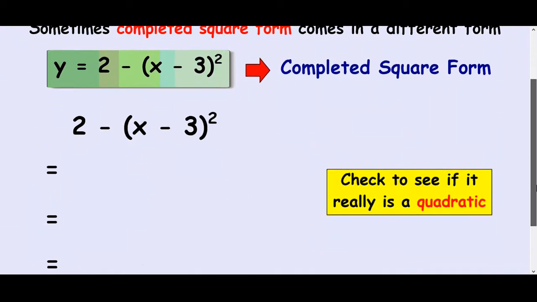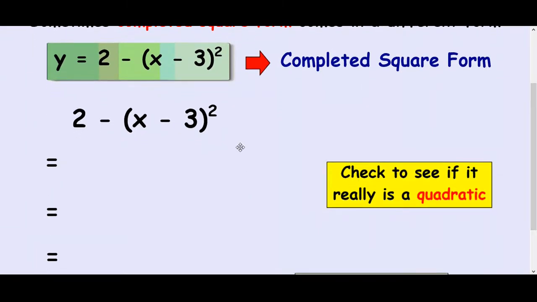So the first thing I'm going to do is just make sure it is a quadratic, and I'm going to times it all out and show you what happens. So let's multiply all this out. If we leave the 2 there, leave the negative, and just think about timesing this bracket out, because that's what that means. X minus 3 squared means x minus 3 times x minus 3.